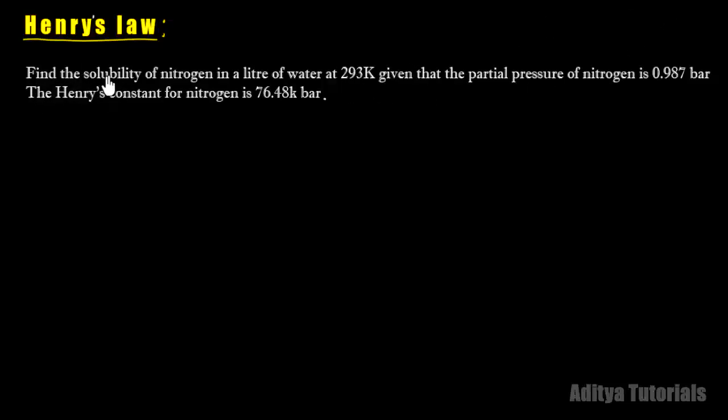The question is: find the solubility of nitrogen in a liter of water at 293 Kelvin, given that the partial pressure of nitrogen is 0.987 bar. The Henry's constant for nitrogen is 76.48 kilobar. From Henry's law we know that the partial pressure of nitrogen is equal to Henry's constant, KH, multiplied by the mole fraction of nitrogen.